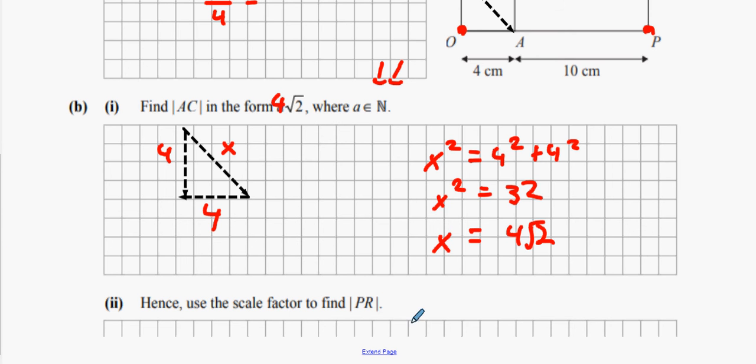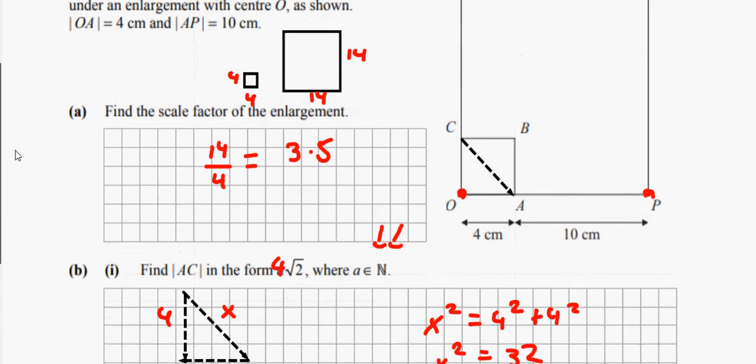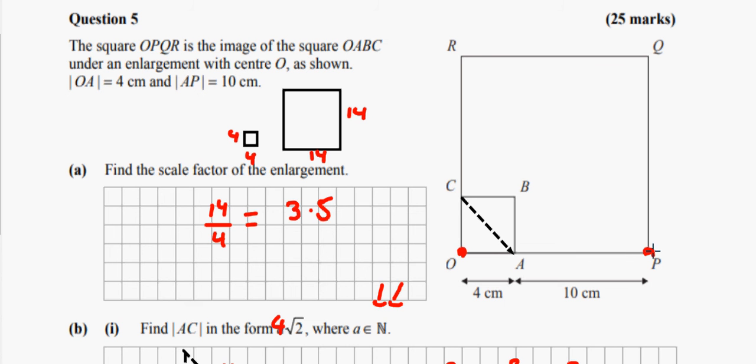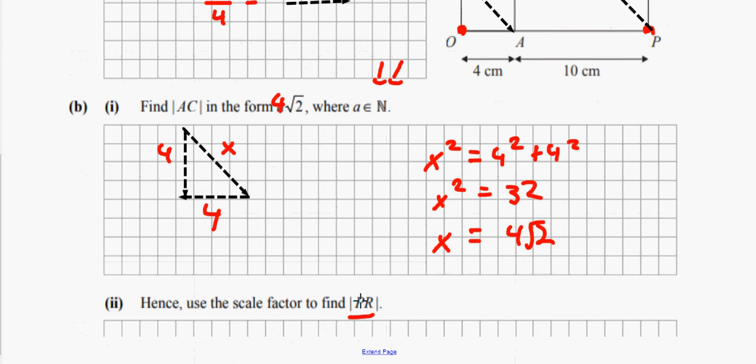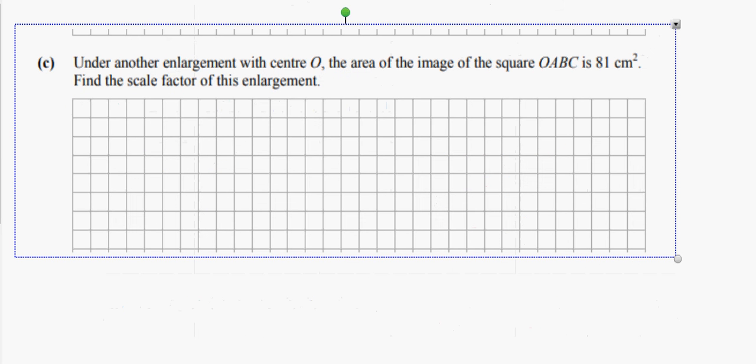Use the scale factor to find PR. Which one's PR? Oh, PR is this one here. It's going to be 3.5 times bigger. You could do the same thing, but I think the question specifically says use the scale factor. So it has to be 3.5 times bigger. So you get your 4 root 2 and you multiply it by? Yeah. I got 14 root 2. Is that okay?